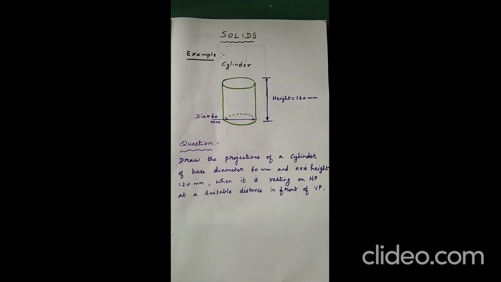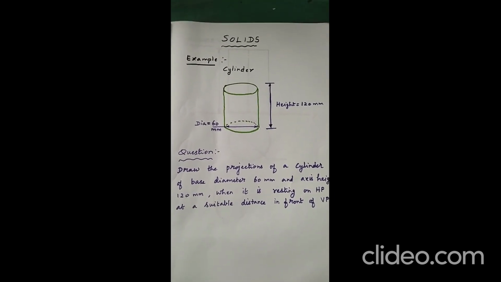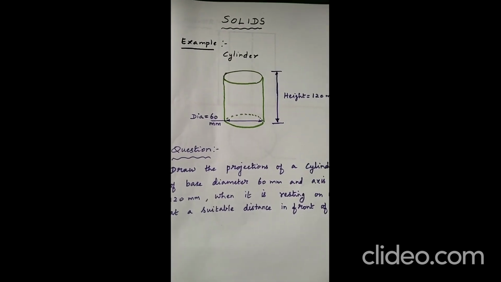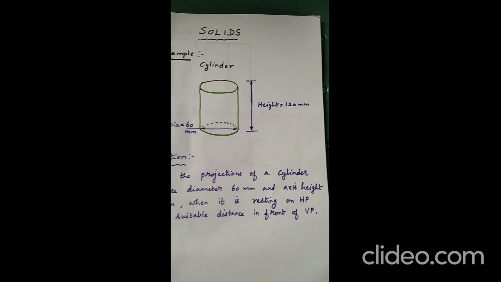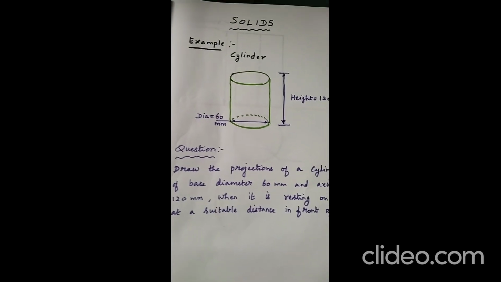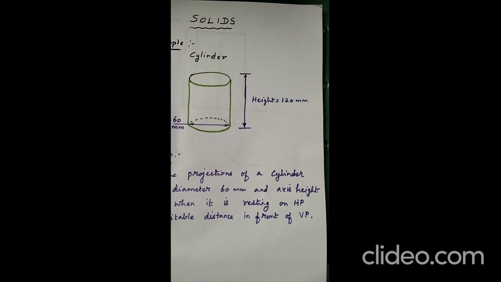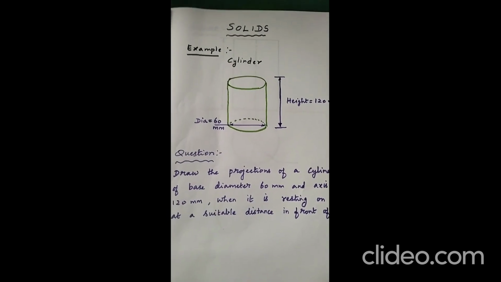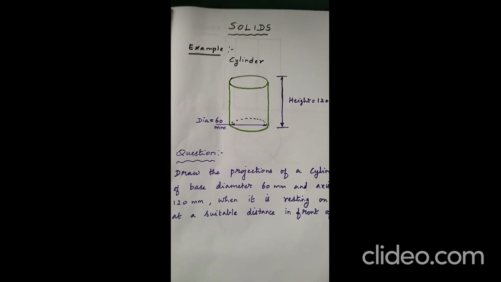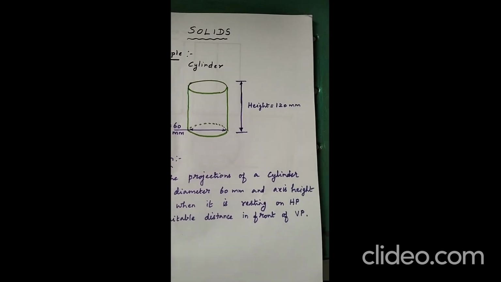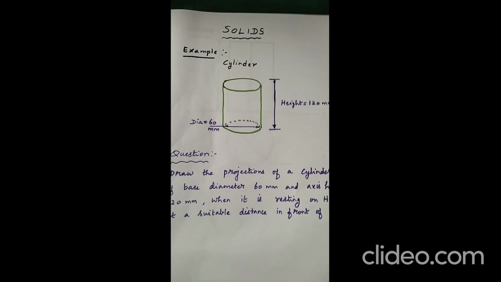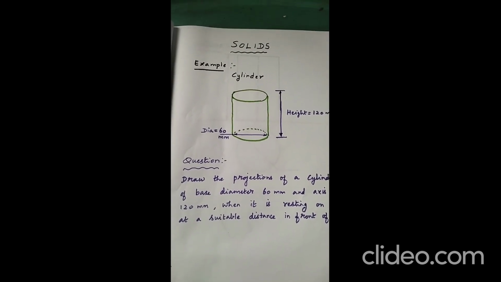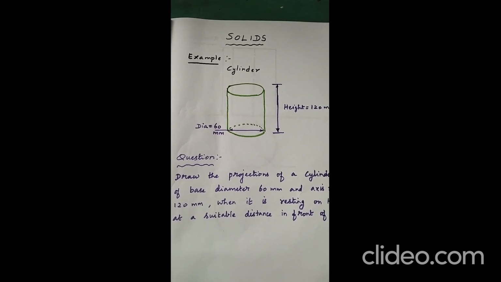Draw the projections of a cylinder of base diameter 60 mm and axis height 120 mm when it is resting on horizontal plane at a suitable distance in front of vertical plane. All of you see the dimensions that are given in the question. Base diameter 60 mm, axis height 120 mm. A little bigger size cylinder only.